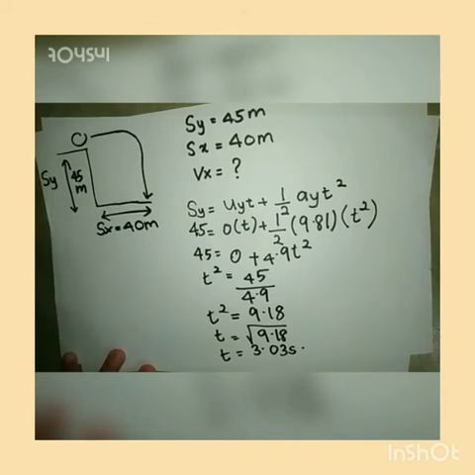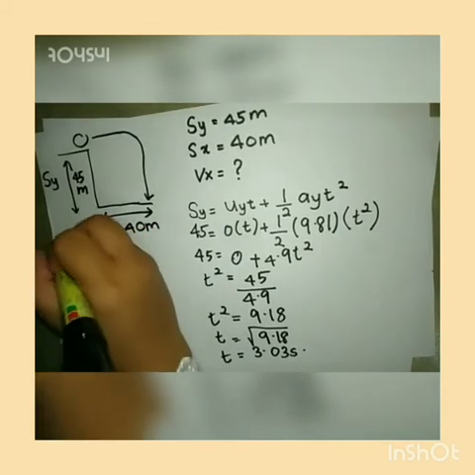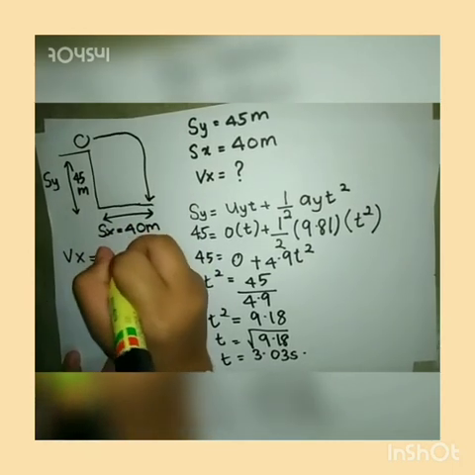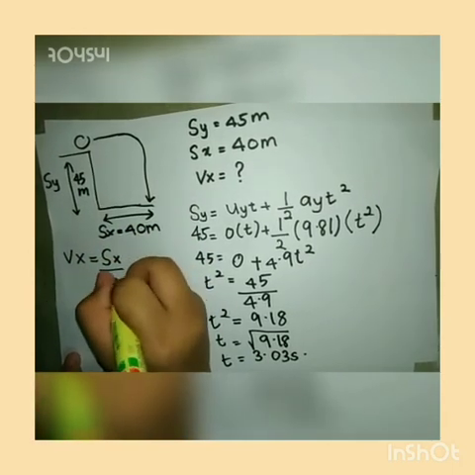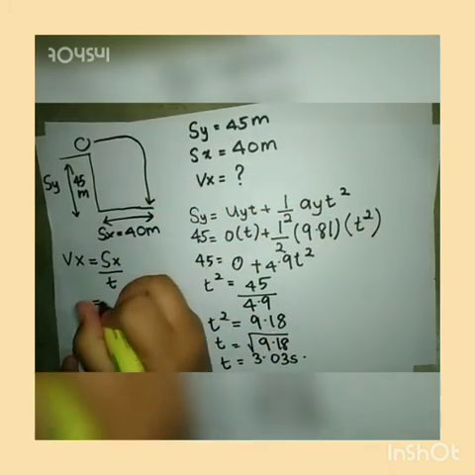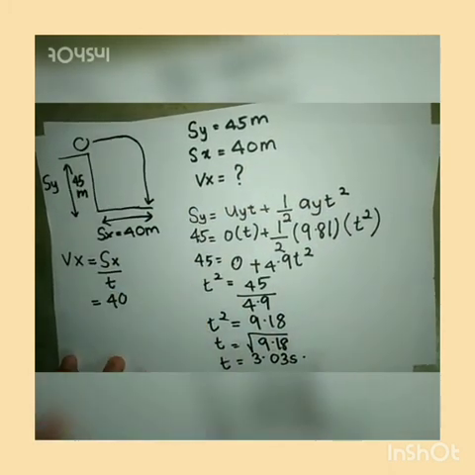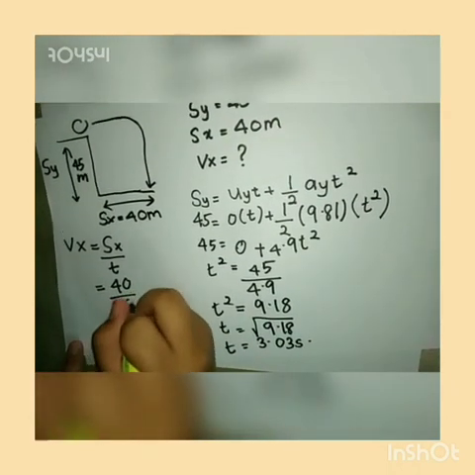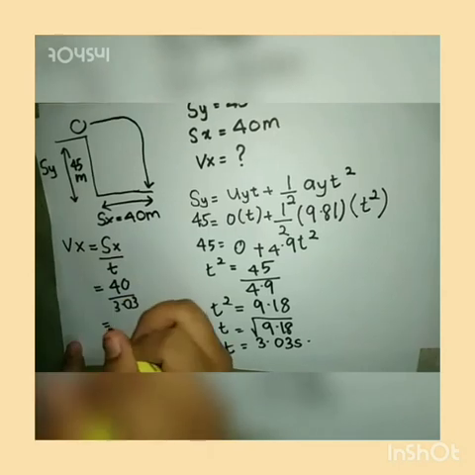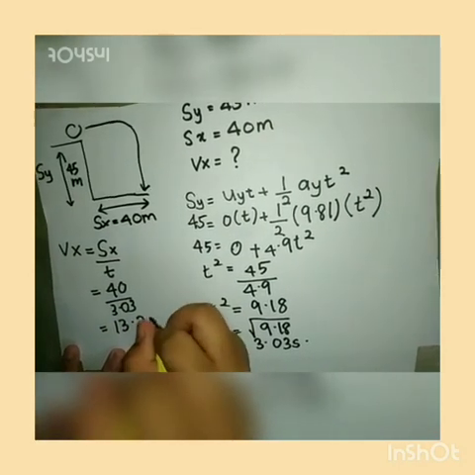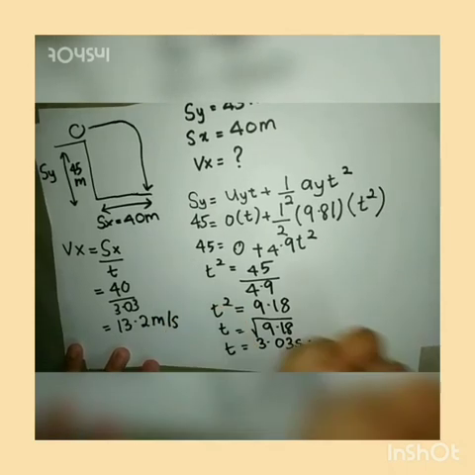After we find the time, we need to find Vx, which is the initial speed for the horizontal component x. Vx equals Sx over t. Sx equals 40. So we can use the time here. So the answer is 13.2 meters per second. So thank you.